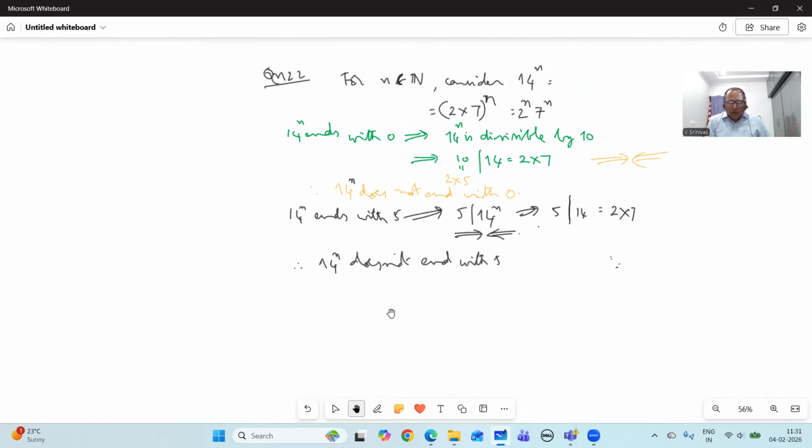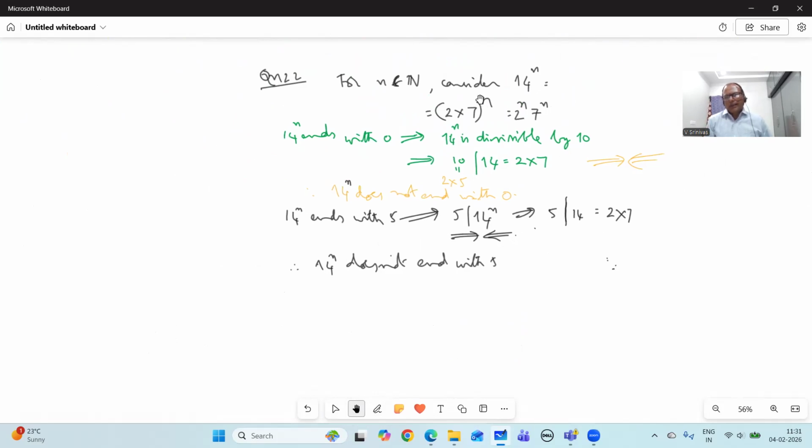Now, what we have done: n is a natural number, and we have considered 14 power n, where 14 is 2 into 7. So 14 power n is 2 power n into 7 power n, and we have to show that 14 power n cannot end with 0 or cannot end with 5. Okay.